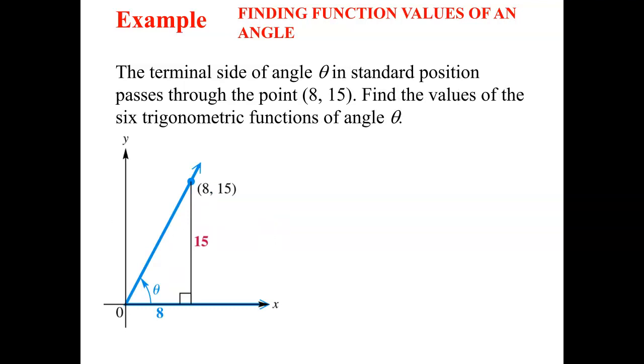So I have the terminal side of angle theta in standard position, passes through the point (8, 15). Find the values of the 6 trigonometric functions of angle theta. I'm given a point that my line passes through on the terminal side. So I've got this angle of rotation, a line, and (8, 15) is a point on that line. My x value gives me this horizontal leg, and the y value gives me the vertical leg. What can I do to find this last side?